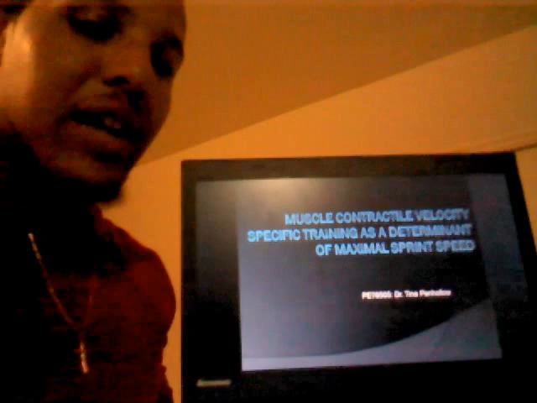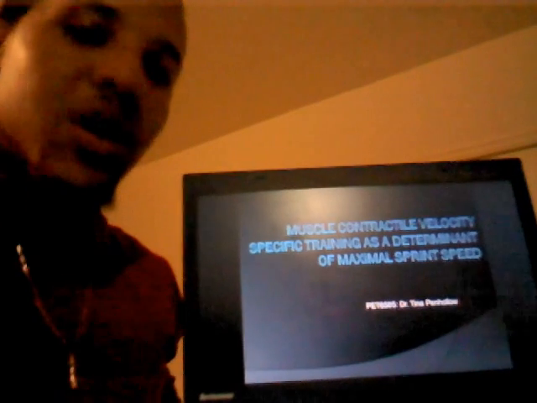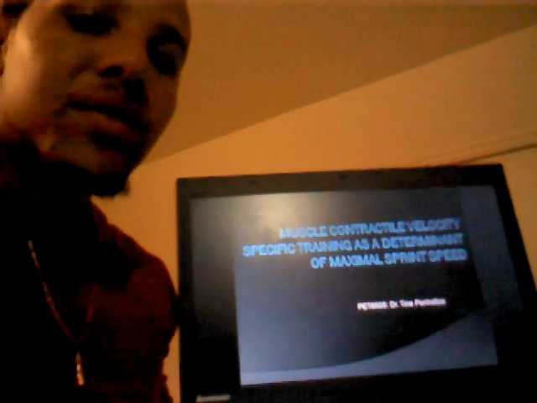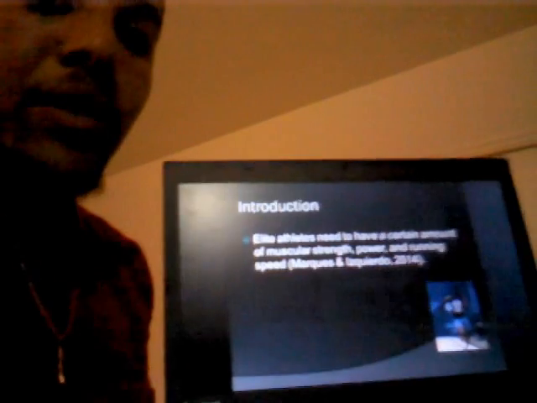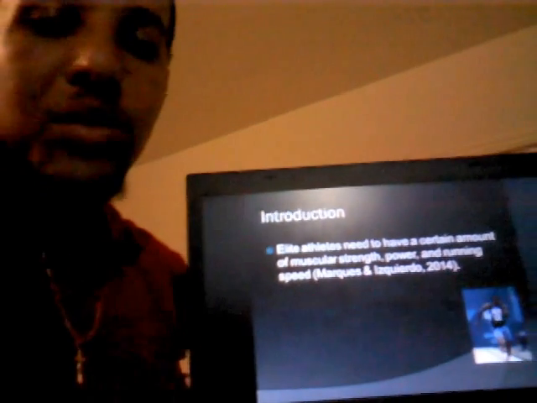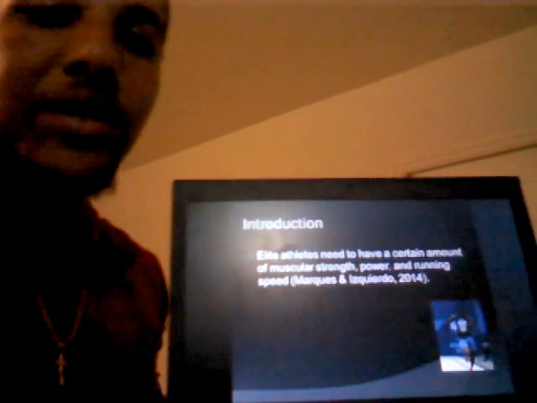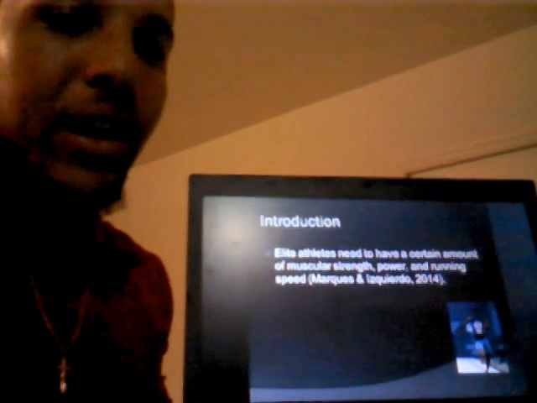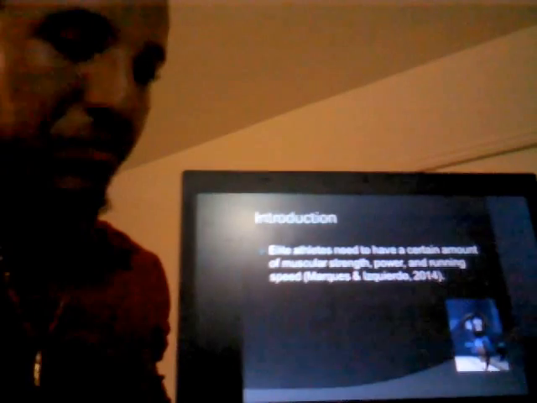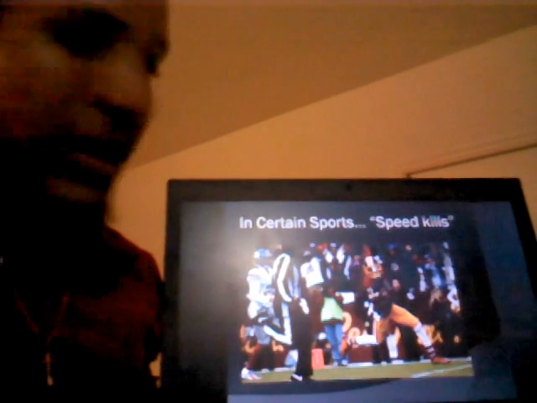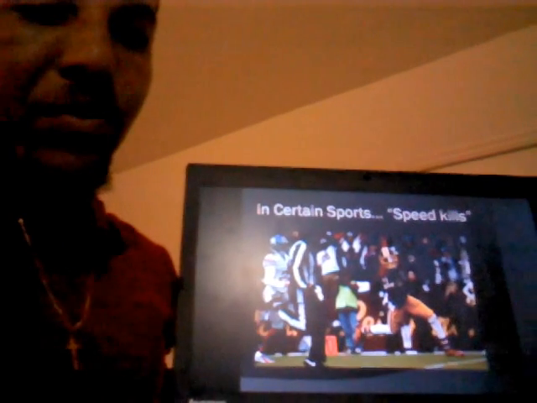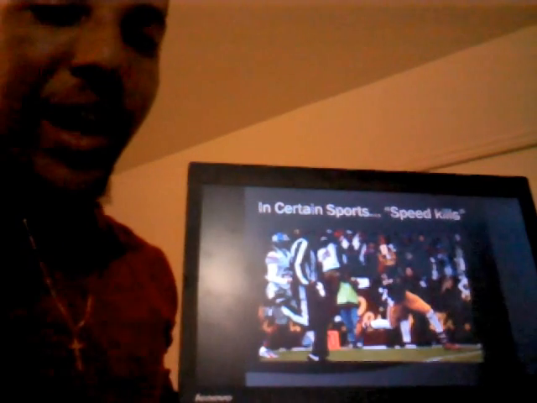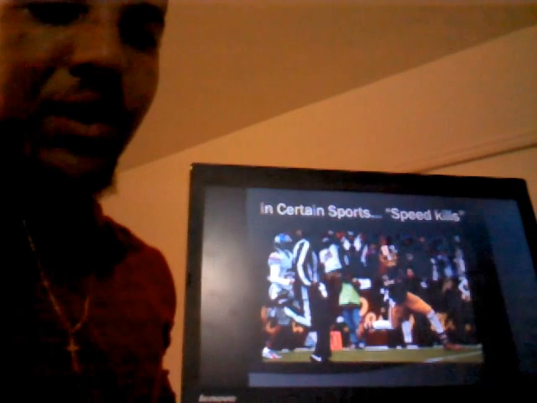For my proposed study, I chose to do muscle contractile velocity, or as it is also known, rate of force development, and how this may be a determinant for maximal speed potential. As I'm sure many of us are aware, attributes such as strength, power, and speed are all highly desired in the sports industry world. Speed, for example, is particularly a very sought after trait in athletes, especially in the NFL.